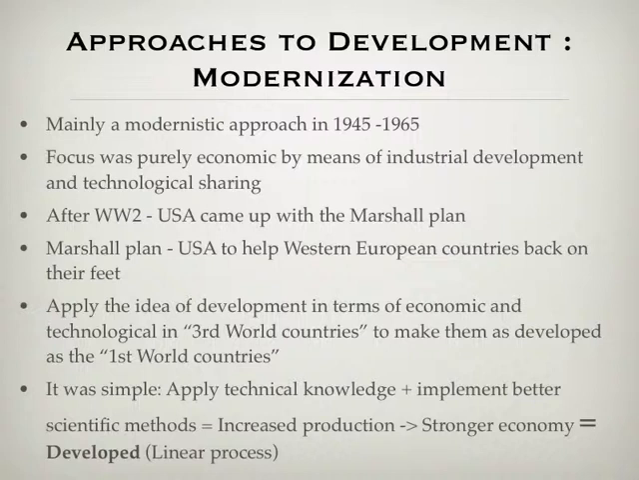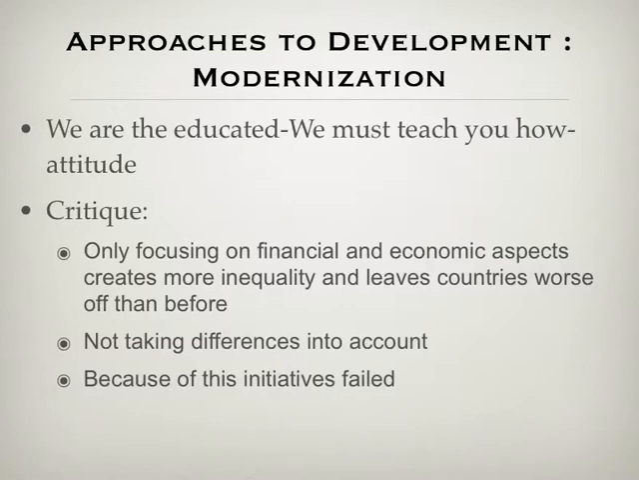So they thought that it was simple. It's applying technical knowledge plus implementing better scientific methods, and that ends up creating increased production, and with that comes stronger economies. So there we are, developed. The outcome reached, everybody's happy. So they describe this process as a linear process. We put this in, we add this, and then we end up with this. Because it worked in their Marshall Plan to some extent. But like we know, this wasn't the case everywhere else.